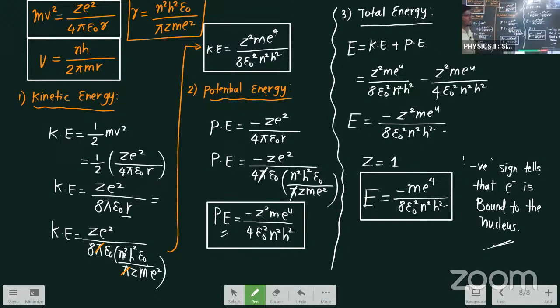So let us finish today's class here itself. Tomorrow we are going to discuss one more important topic from atoms, that is the spectral series of hydrogen atom. Once we are done with that, we will move on to the other chapter.